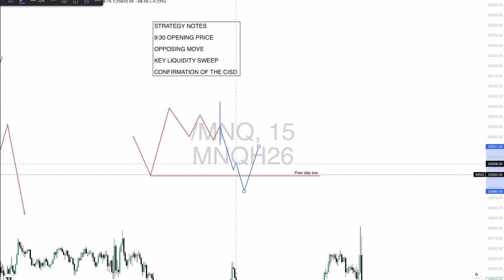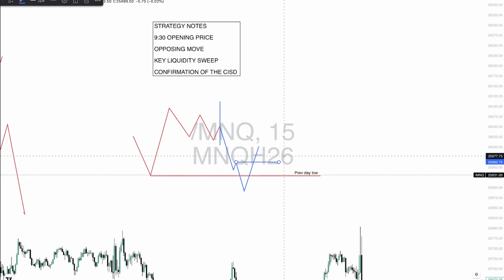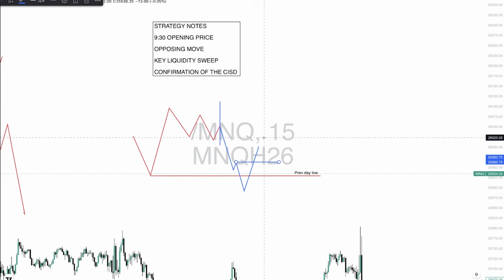And once we see this, that's going to be our confirmation, guys, that price is now ready to start delivering on the buy side, and then we can just simply get in line with price. So the whole idea behind this strategy is just waiting to see clear manipulation in the opposite direction.